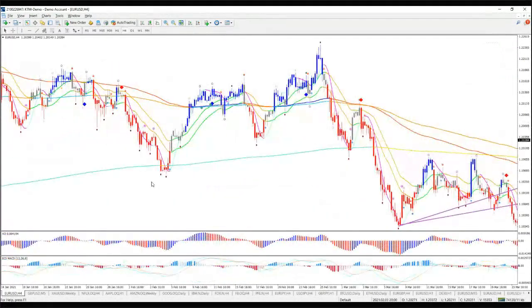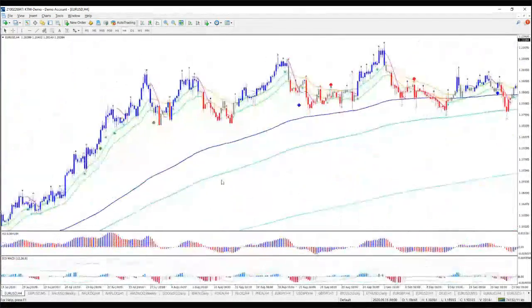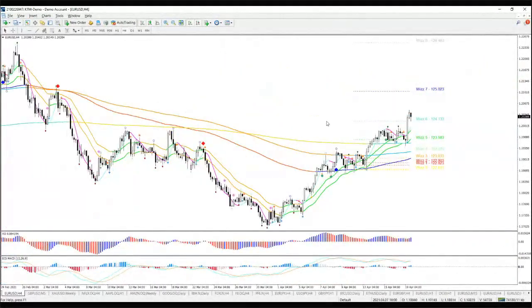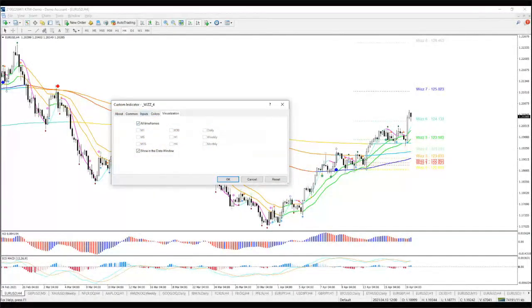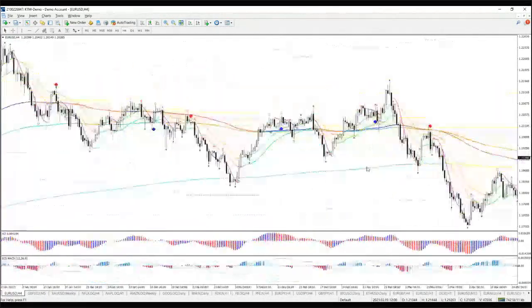So let me show you an example where we can use it for a wave count. Then we have also our Wiz tool, by the way, which is based off the 144 EMA, and it indicates how far price can go from the 144 EMA. So let's take a look at that.